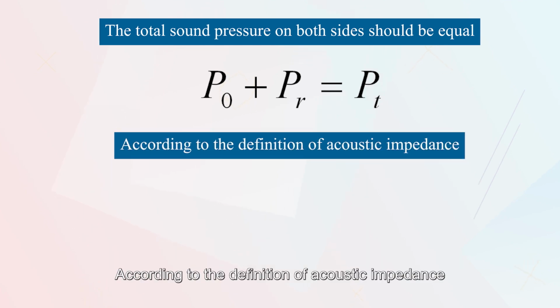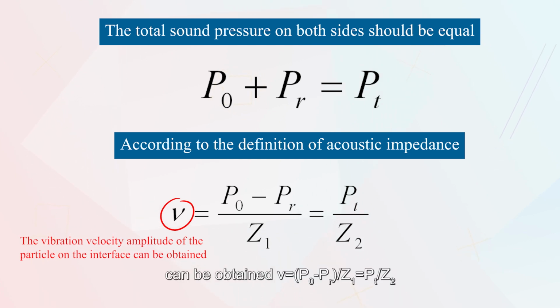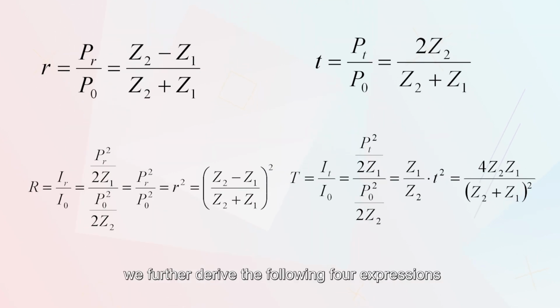According to the definition of acoustic impedance, the vibration velocity amplitude of the particle on the interface can be obtained. v is equal to (P0 minus PR) divided by Z1, which is equal to PT divided by Z2. From these two expressions, we further derive the following four expressions.